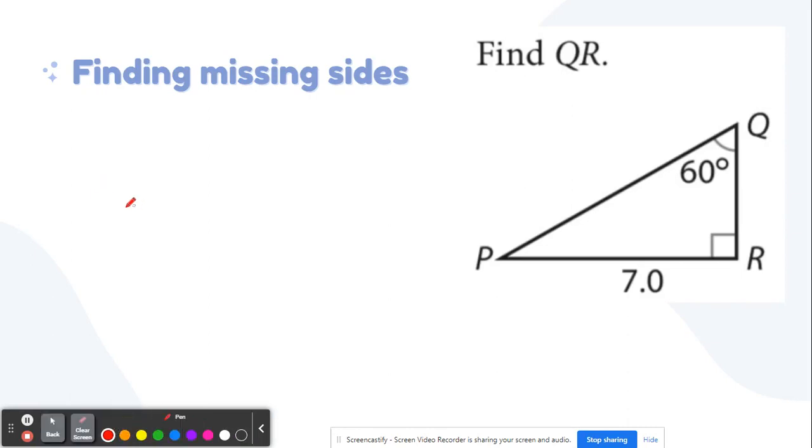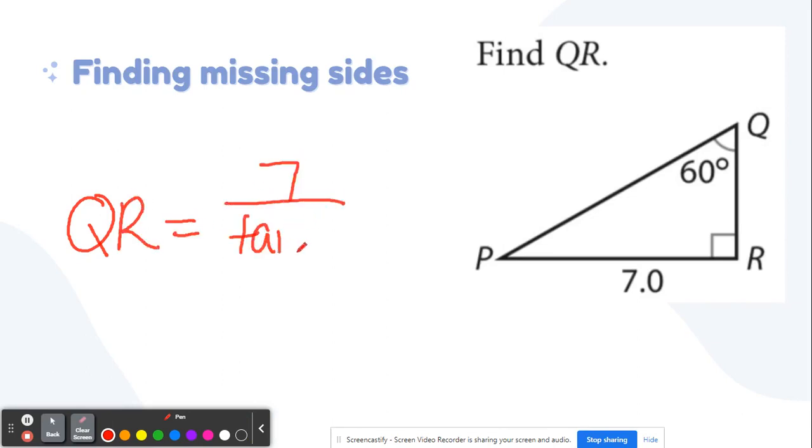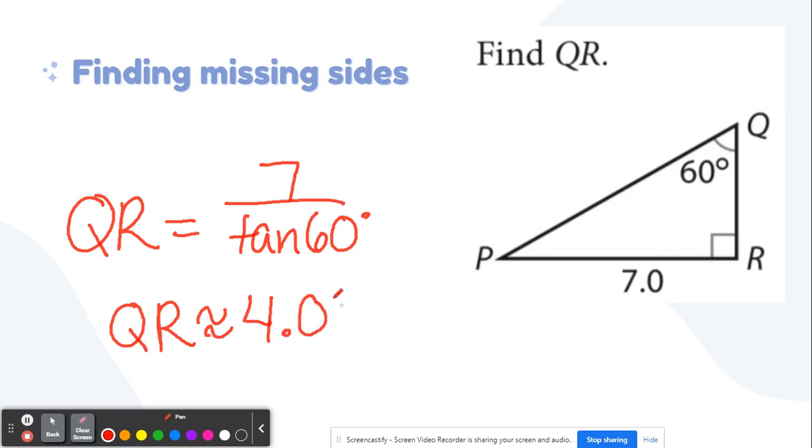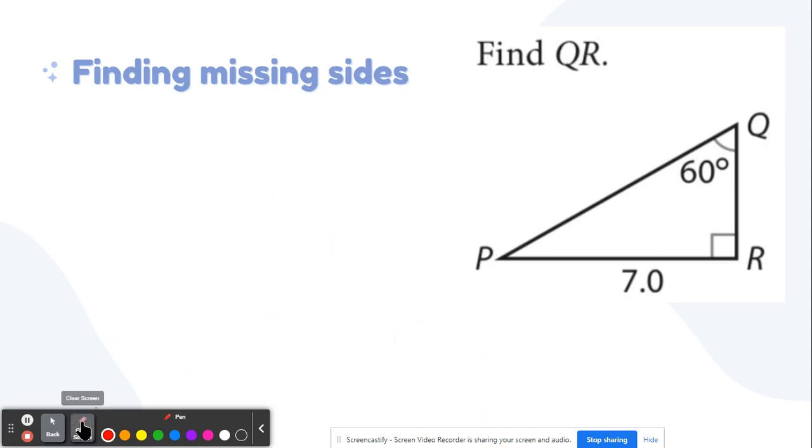Our final answer after we did QR was equal to 7 over tan 60. We did that in a calculator. We have a final answer, and it is approximately, that is what those squiggly equal signs look like, 4.04. And that is your final answer. Okay, now we're going to go on to the next question.